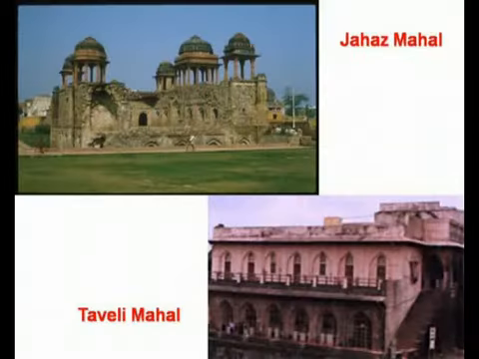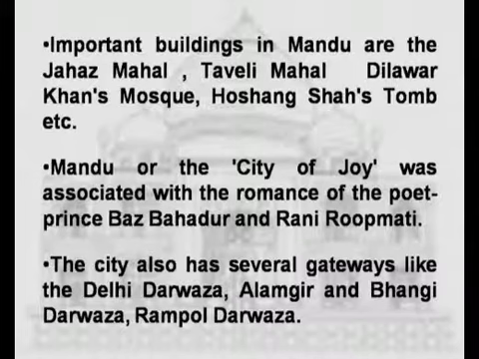The architectural activity took a new turn with the establishment of the capital at Mandu, especially under the rule of Hoshang Shah. Important buildings in Mandu are the Jahaz Mahal, Taveli Mahal, Dilwar Khan's Mosque, Hoshang Shah's tomb, etc. Mandu, or the city of joy, was associated with the romance of the poet Prince Baz Bahadur and Rani Roopmati.